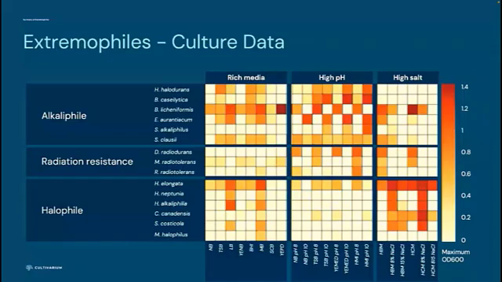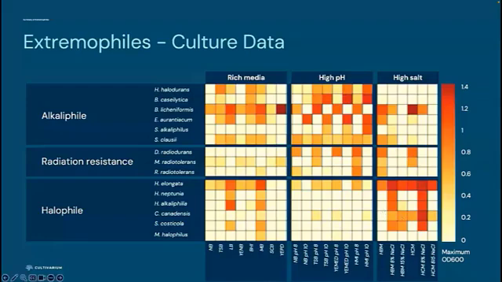So now we have collected all this type of information for the group of extremophiles, and here you can see the growth capabilities in a diverse set of media. In this heat map, we show the maximum optical density reached in the cultures for the different organisms in each media formulation.